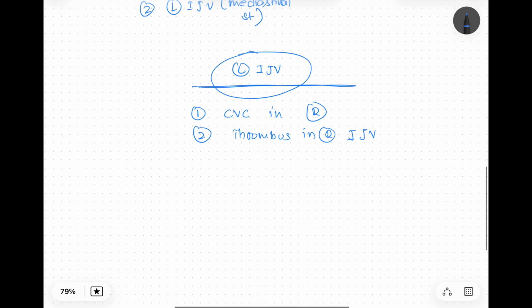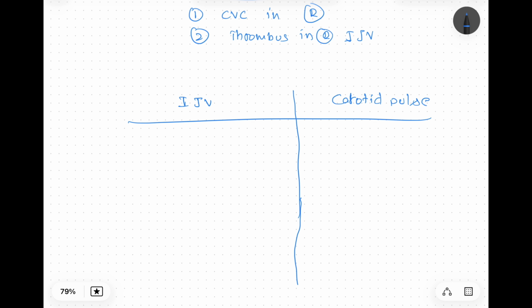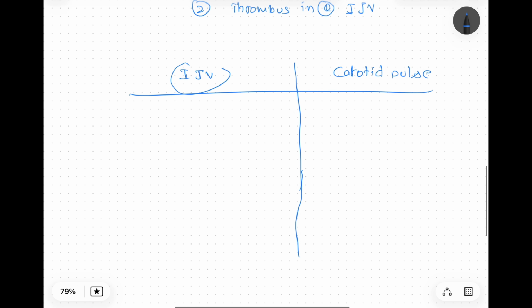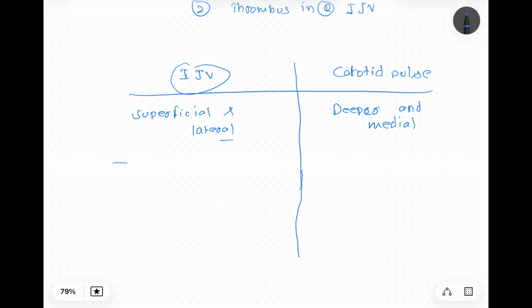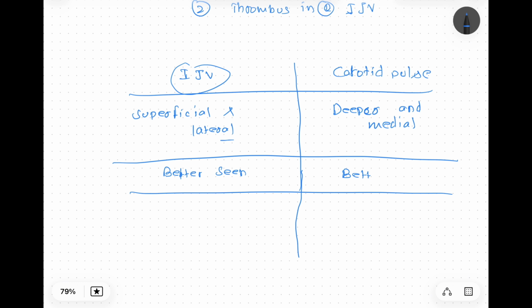My next question: how do you differentiate between the internal jugular vein and the carotid pulse? First, IJV is superficial and lateral, whereas the carotid is deeper and medial. IJV is better seen than felt, whereas the carotid pulse is better felt.